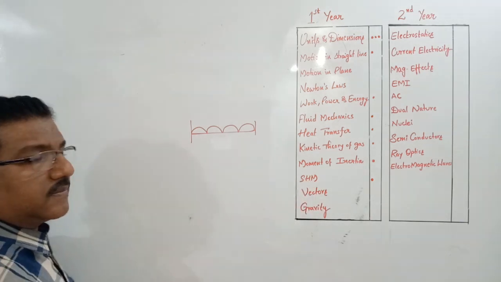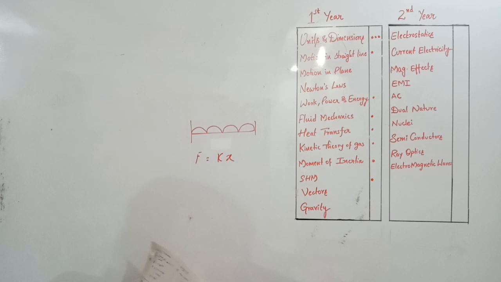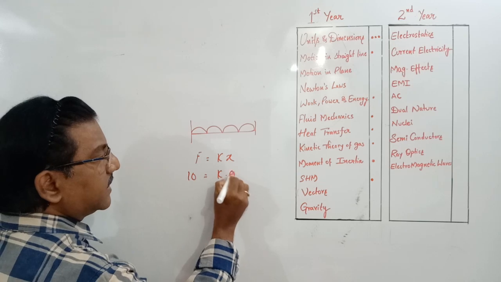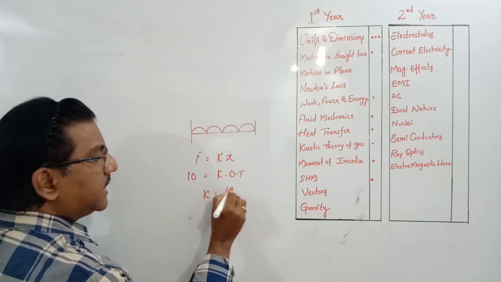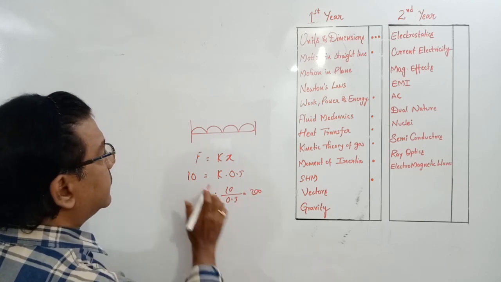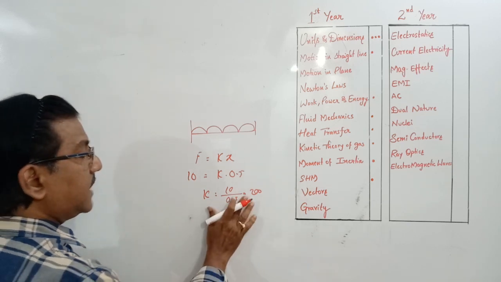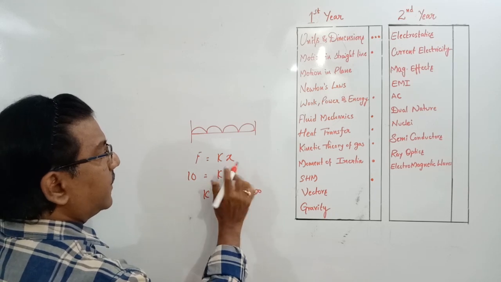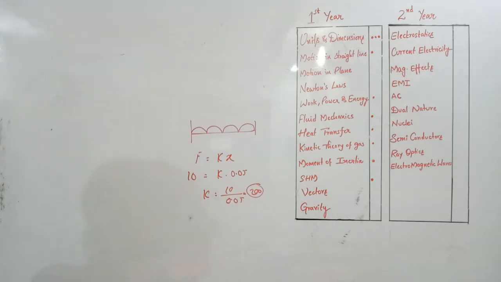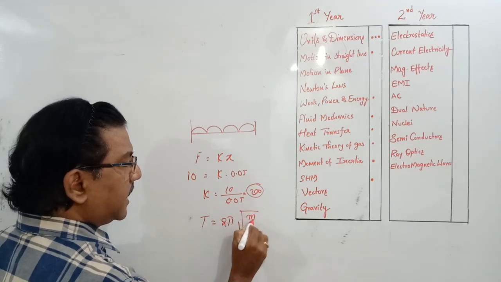Another question from SHM. There is F, F is equal to Kx. F is given. How much? 10 newtons. X is given 0.5, then K is equal to 10 by 0.5 is equal to 20. Actually 5 centimeters it is given. 5 centimeters means 0.05. K is equal to 200. Direct question. What is the time period? 2 pi root over m by k.